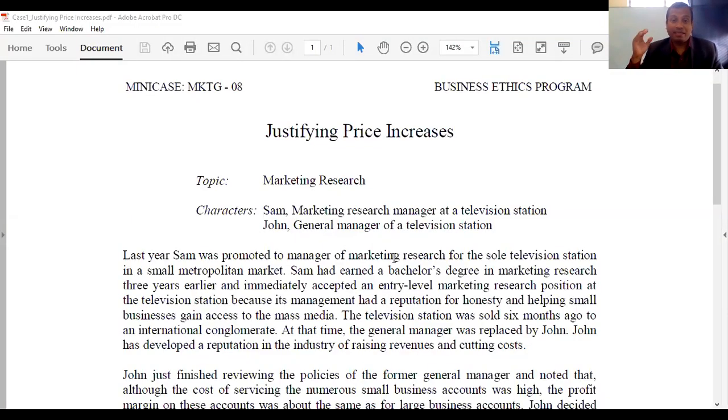Fortunately, in this case study, the characters are given on the top, but in most cases, while reading the lines and understanding the paragraphs, we will come to know them one by one. So clearly, the protagonists are Sam, marketing research manager at the television station, and John, the general manager of the television station. Both are the protagonists for this case.